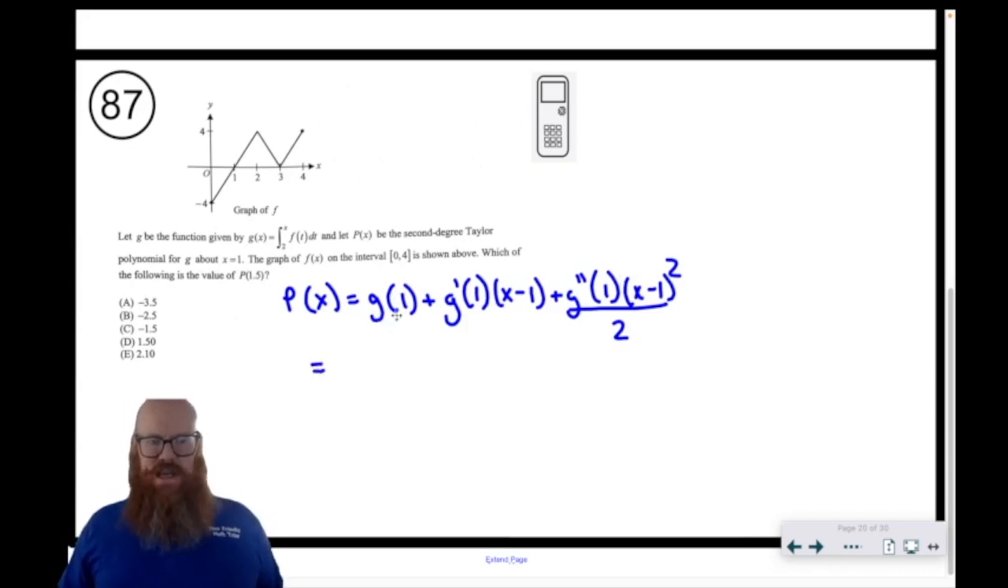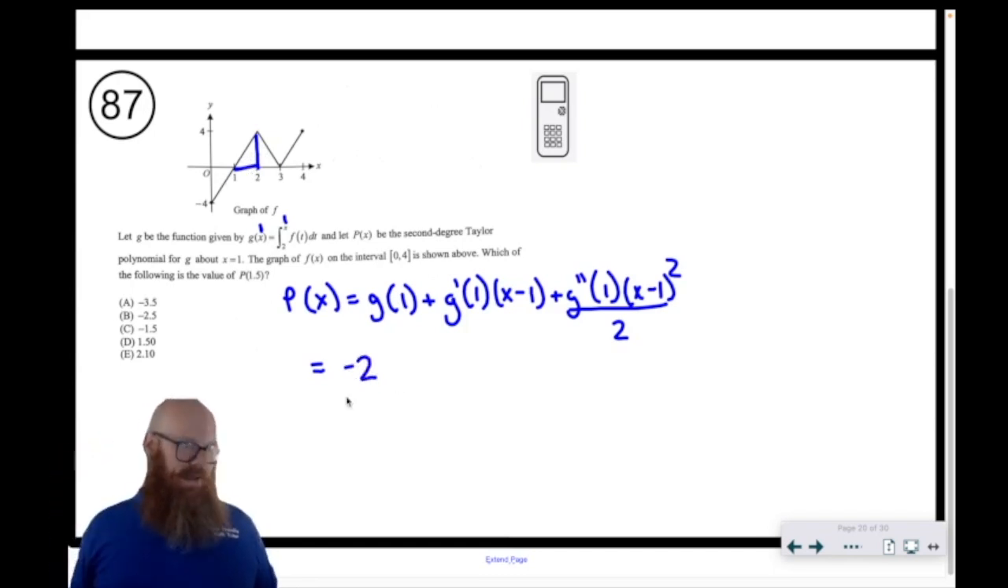So now I need to find all of these values. So G of 1. Well, G of 1 is plugging 1 into here and here. So I'm integrating from 2 to 1 of this function. That is going to be just the area of this triangle, which is 1 times 4 divided by 2. So that's 2. But I'm integrating backwards, so that's negative 2. So G of 1 is negative 2.